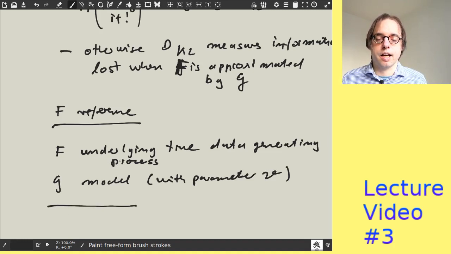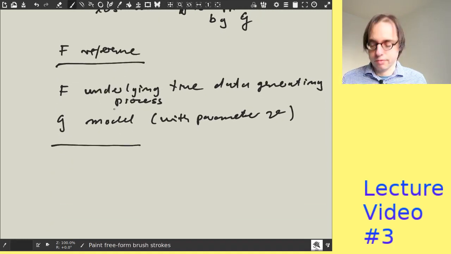And the other application would be that F, that's in Bayesian statistics, so I'll just mention it now. We'll come to that later. F would be a posterior distribution.